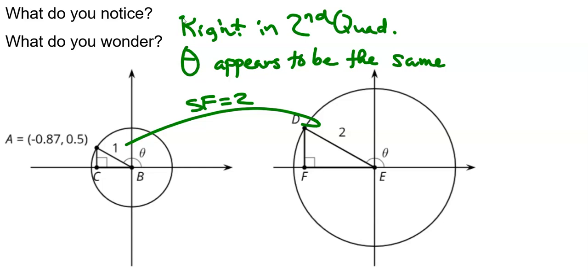So again, you may come up with some others. A scale factor 2 idea is something of a wonder versus an actual fact, such as that the theta angle appears to be the same. The triangles are definitely right triangles. They're definitely in the second quadrant.